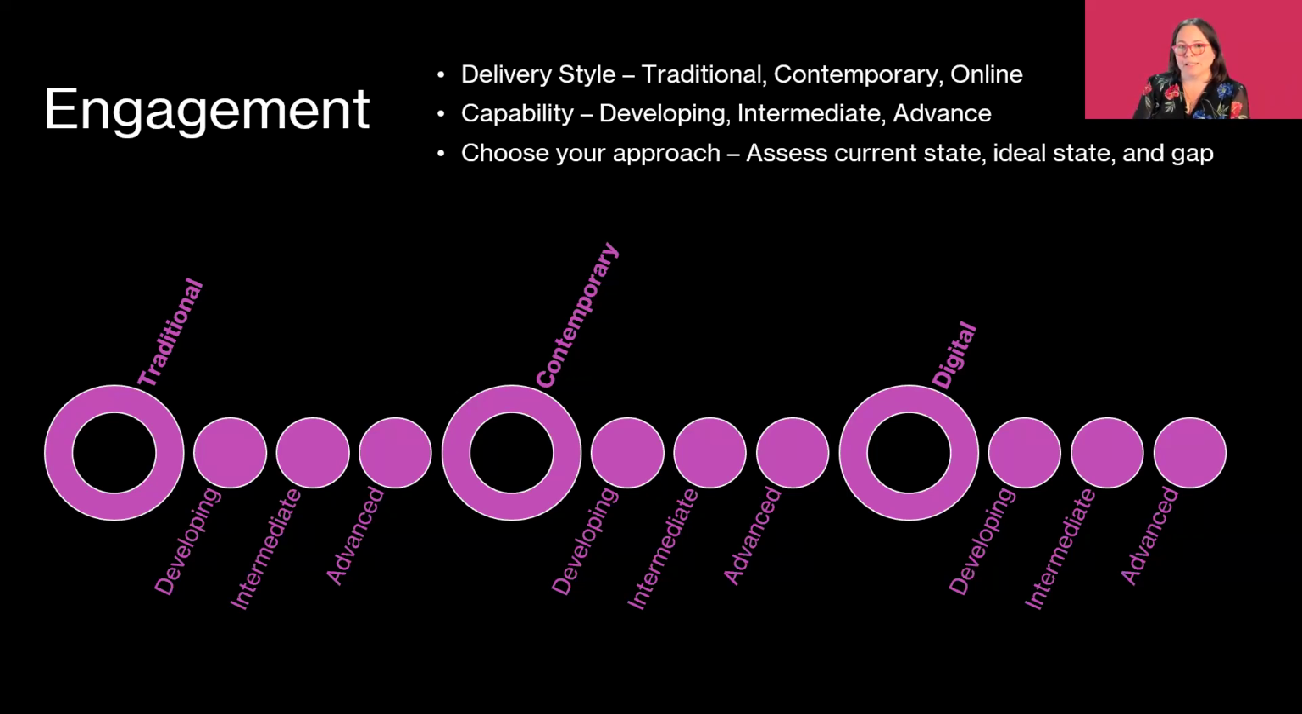The next thing we look at is, for each of those, assessing where you actually sit within that delivery style. Are you really developing? Are you intermediate, or are you advanced? This is a really important distinction to make, because when you're trying to figure out where you want to be, you need to figure out where are we now, where do we want to be, and what's that gap? If you were to jump from an advanced traditional to an intermediate contemporary, that's quite a big jump to make.